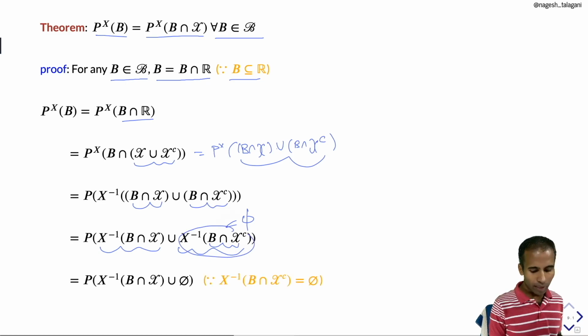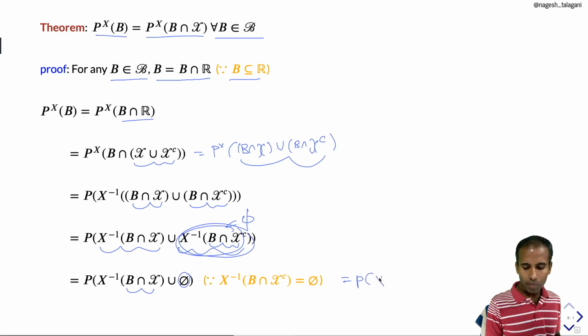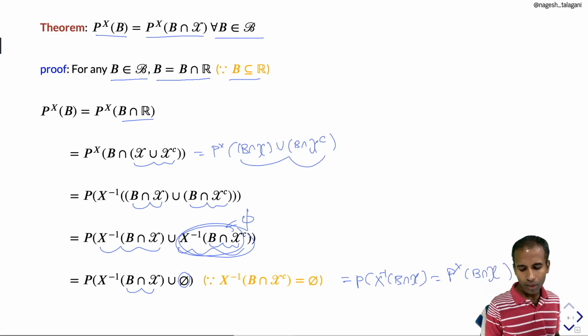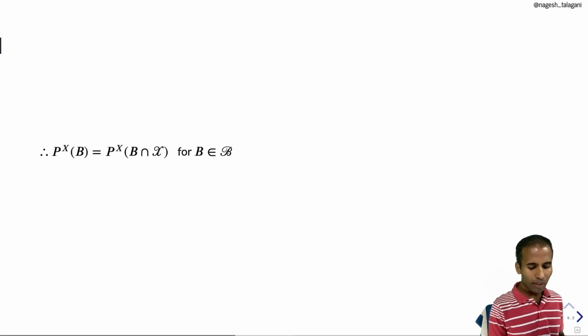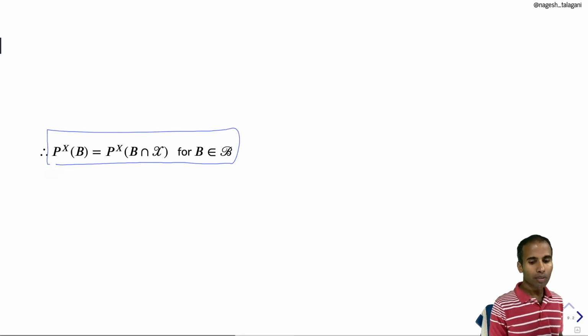So in the next step we can write the probability of X inverse of B intersection script X, where this other part we are replacing with empty. So we write the probability of X inverse of B intersection script X. This is nothing but Px of B intersection script X. Therefore we have Px of B equal to Px of B intersection script X for all B belonging to script B. Fine.